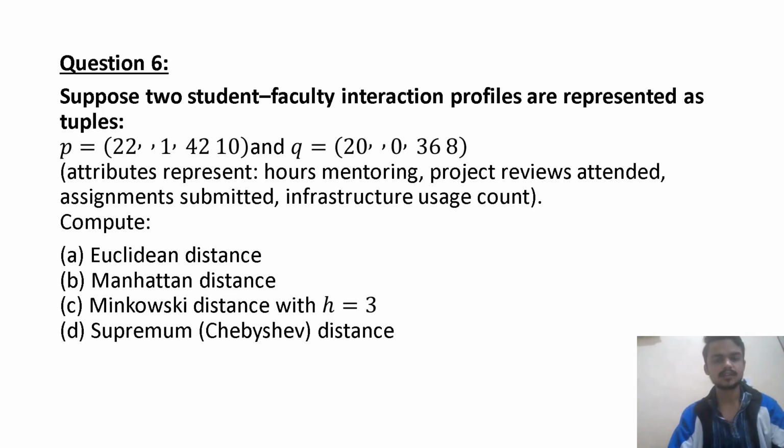Now we are moving to the next question. Suppose two students' faculty interaction profiles are represented as tuples: P is 22, 1, 42, 10 and Q is 20, 0, 36, 8. Attributes represent mentoring, project reviews attended, assignments submitted, and constructive feedback. Compute Euclidean distance, Manhattan distance, Minkowski distance, and supremum.